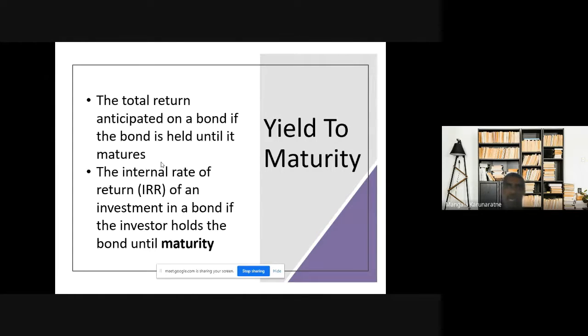If you sell it halfway through, what will happen? You will have capital gains or capital losses. Usually we try to sell; we don't keep the bonds till maturity. Once we finish this, we will be doing these portfolios in an organization, but I will explain a bit here.